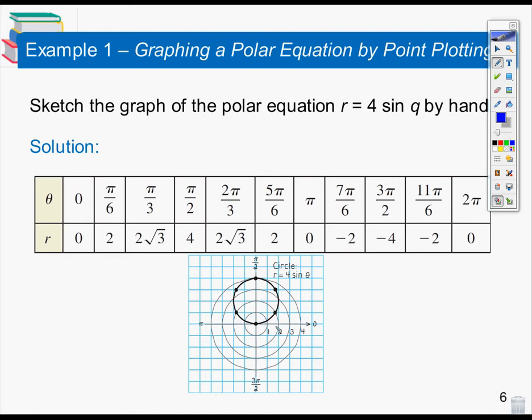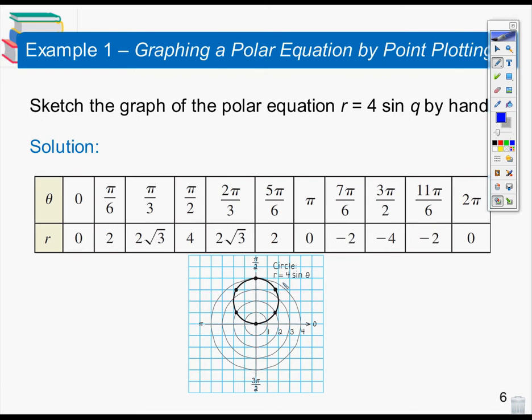If I go an angle of 0 off of the polar axis right here, an angle of 0 means I'm not doing any sort of angle. My r value is 0, so that's the point right there. If I go an angle of pi over 6, if I rotate up pi over 6, where on that line of pi over 6 radians is my point? My point is right there, 2 away. And I do the same thing for all of the others.